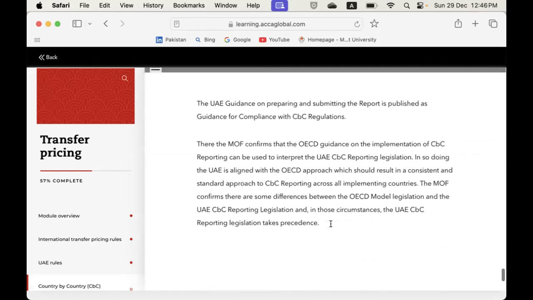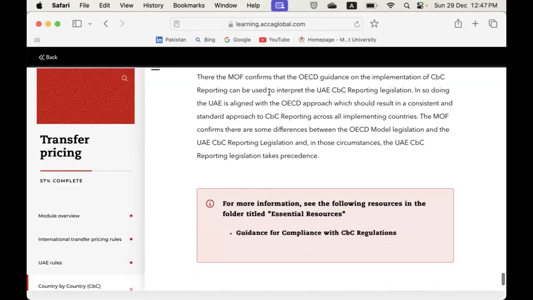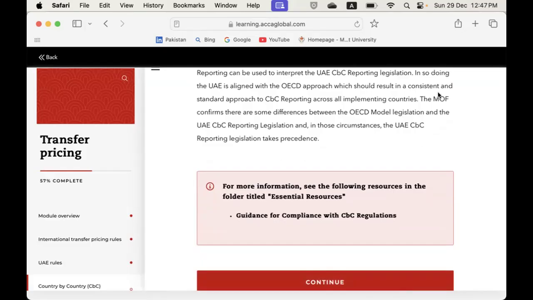CBCR guidance. The UAE guidance on preparing and submitting the report is published as guidance for compliance with the CBC regulations. The MOF, Ministry of Finance, confirms that the OECD guidance on the implementation of the CBC reporting can be used to interpret the UAE CBC reporting legislation. So, in short, it is the OECD guidance provided in the transfer pricing guidelines that overrides. That's the mother regulation. In so doing, the UAE is aligned with the OECD's approach and should result in a consistent and standard approach for CBC reporting.